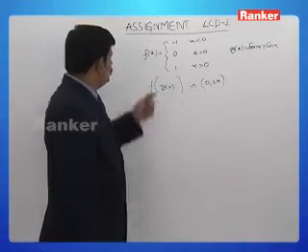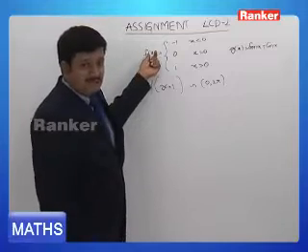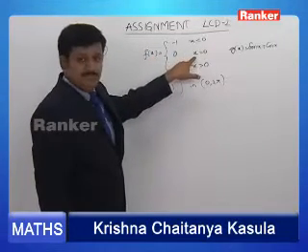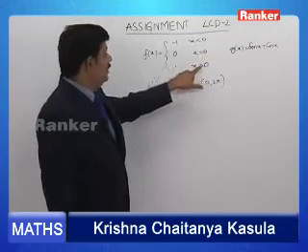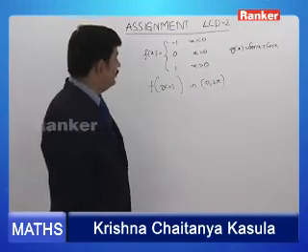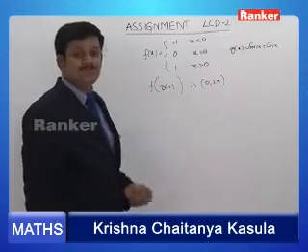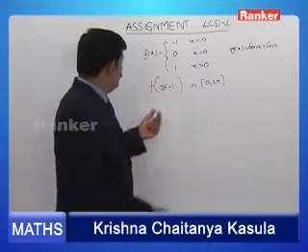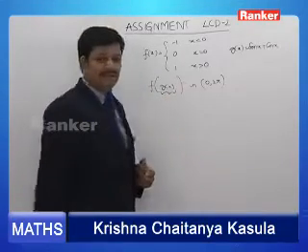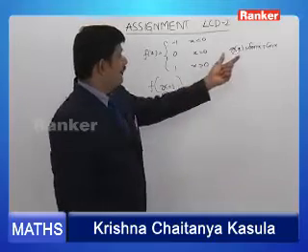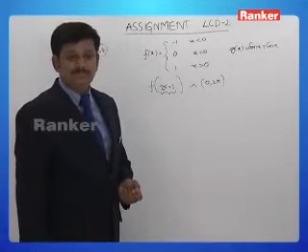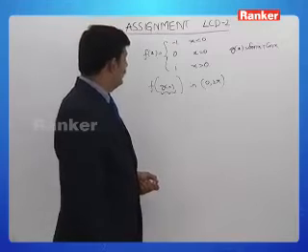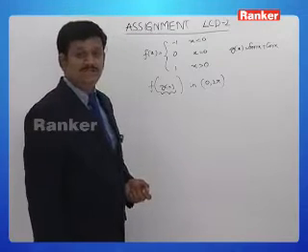Now, to talk about f of any number, we need to know whether that number is less than 0, equal to 0, or greater than 0. That is, we need to know whether the number is positive, negative, or 0. So, in order to talk of f of g of x, I need to know when sin x plus cos x will be positive, when sin x plus cos x will be negative, and when sin x plus cos x will be 0.